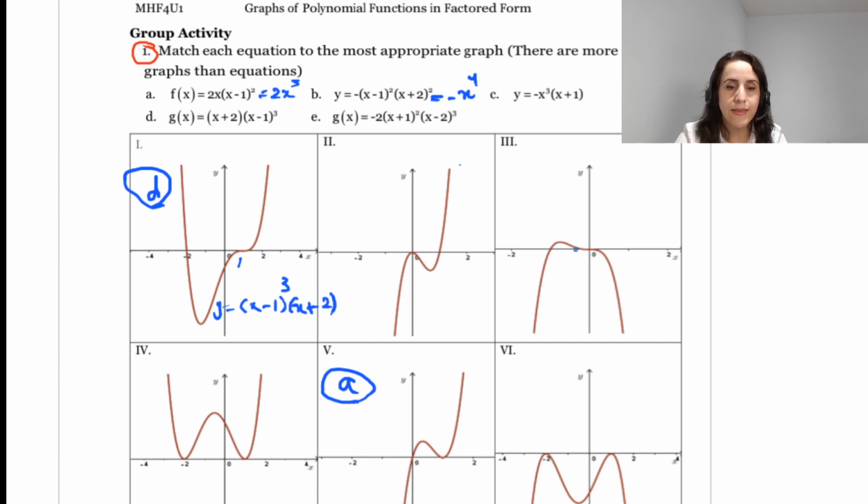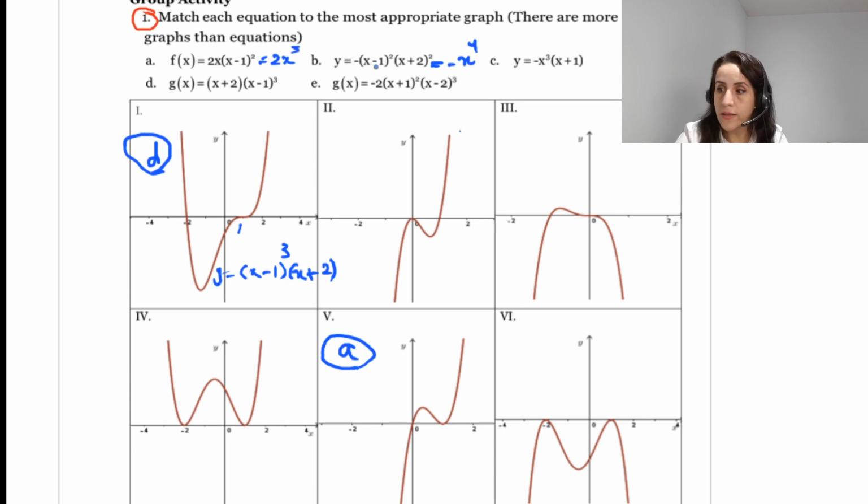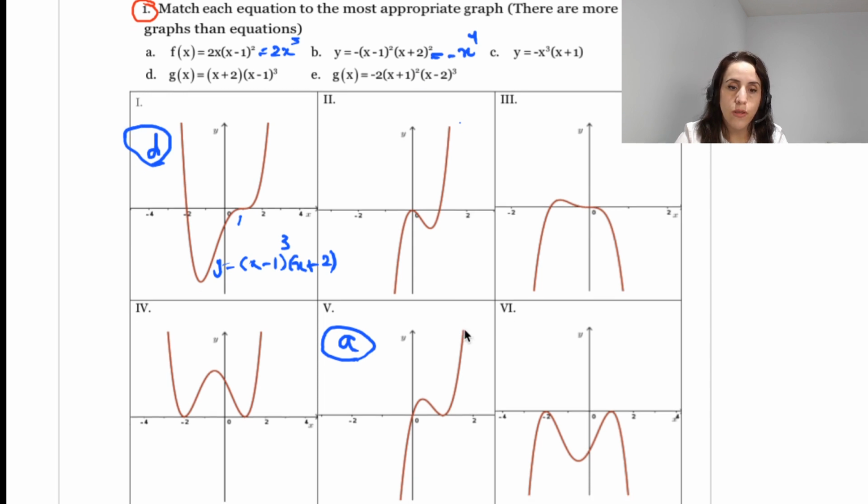But look at the x-intercept. This one maybe is negative 1 and this one is 0. This 0 has a power of 3. This one is normal. This equation is not qualified. Here I'm looking for x equals 1 as a bouncing point and x equals negative 2 as a bouncing point.